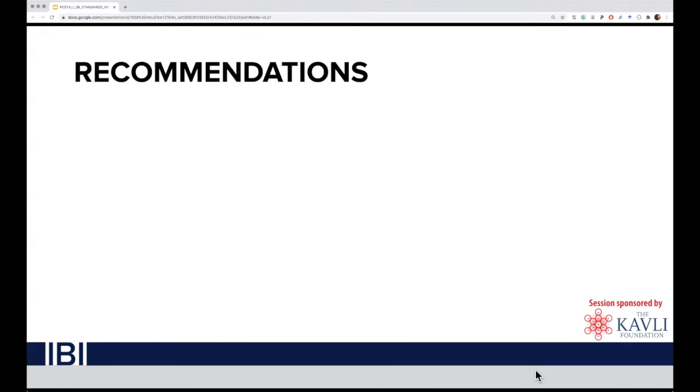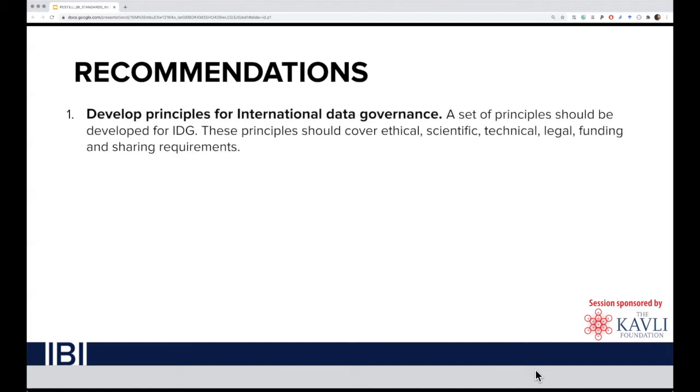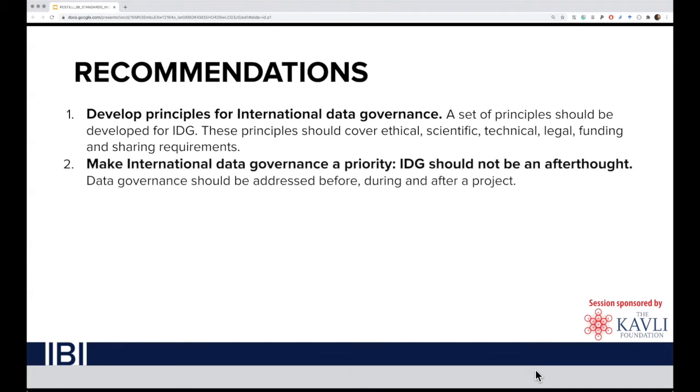The group and the task force, as part of the effort for defining the opinion papers, has produced a set of recommendations. The first recommendation is to develop principles for international data governance. These principles should cover ethical, scientific, technical, legal, funding, as well as sharing requirements. Also, we propose to make international data governance a priority. Commonly, it is not. Commonly, governance of data is often an afterthought that we learn, as researchers and as funders, after research is funded or after research is performed and data is collected.